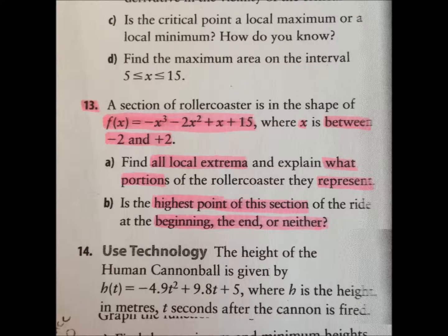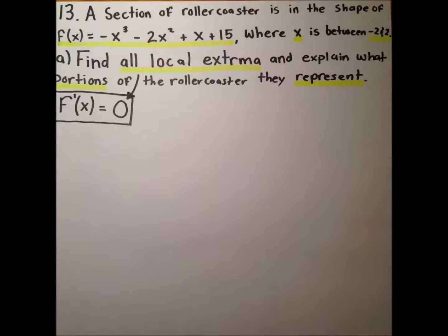Now we will highlight key information of this question. The key information in this question is the function itself, the domain of x, as we can ignore any x values outside this domain. We're looking for all local extrema and what these local extrema represent. At the local extrema, or local minimum and maximum, f prime of x is equivalent to 0.